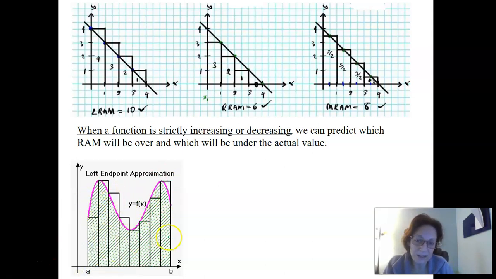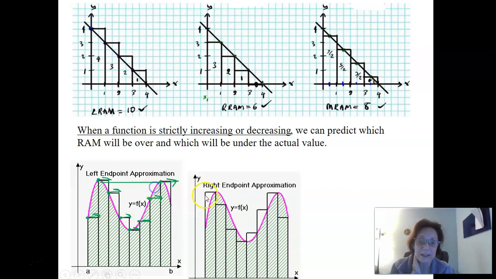It doesn't look like the rectangles have been drawn consistently, but they have. Every single one of these rectangles, its height is determined by the left endpoint of the interval. Every one of them. It's because the function is switching from increasing to decreasing that we see some of them being over and some of them being under.